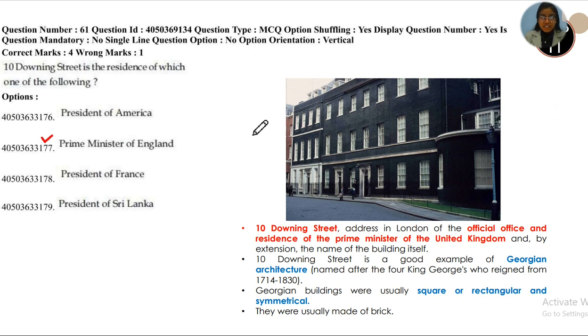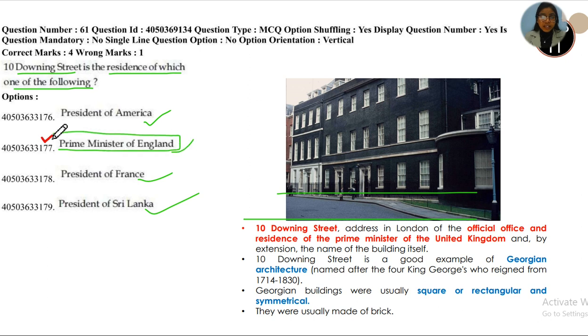Next question which we have is, 10 Downing Street is the residence of which one of the following? So the options are President of America, Prime Minister of England, President of France, President of Sri Lanka. So the correct answer is Prime Minister of England.